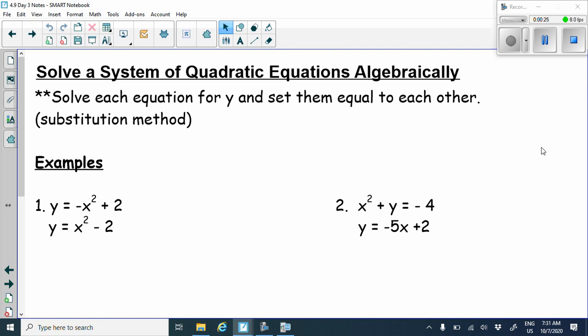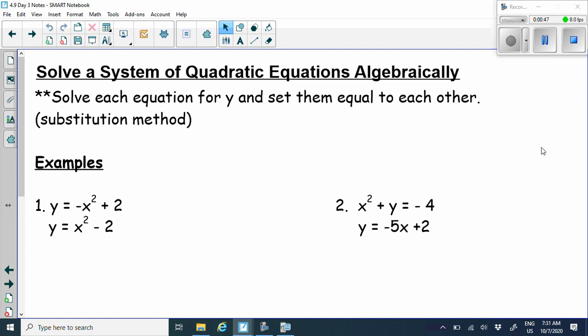Okay, we're going to do one example per part for the video. There are going to be 3 parts to this, so make sure you watch each of them. In order to solve systems of quadratic equations algebraically, we're going to solve each equation for y and set them equal to each other. This is what we call the substitution method, okay?